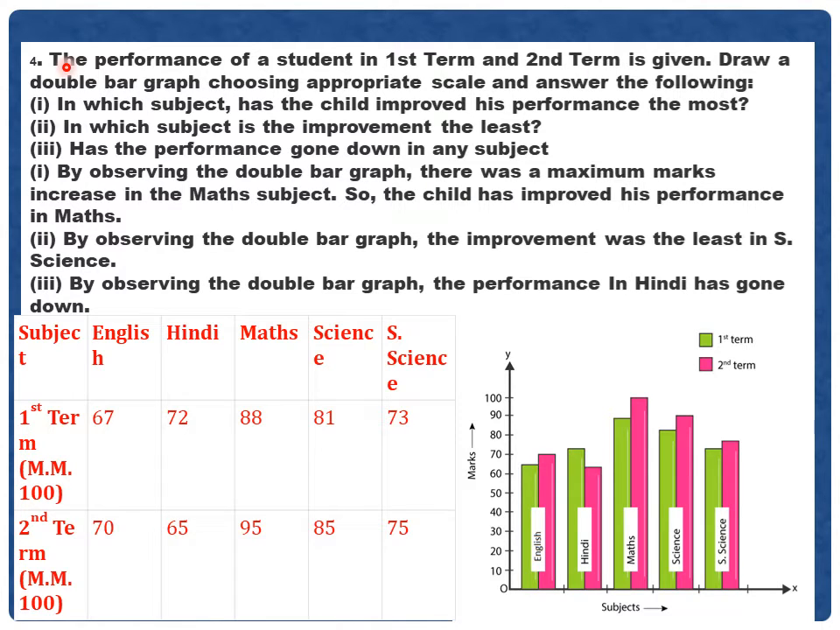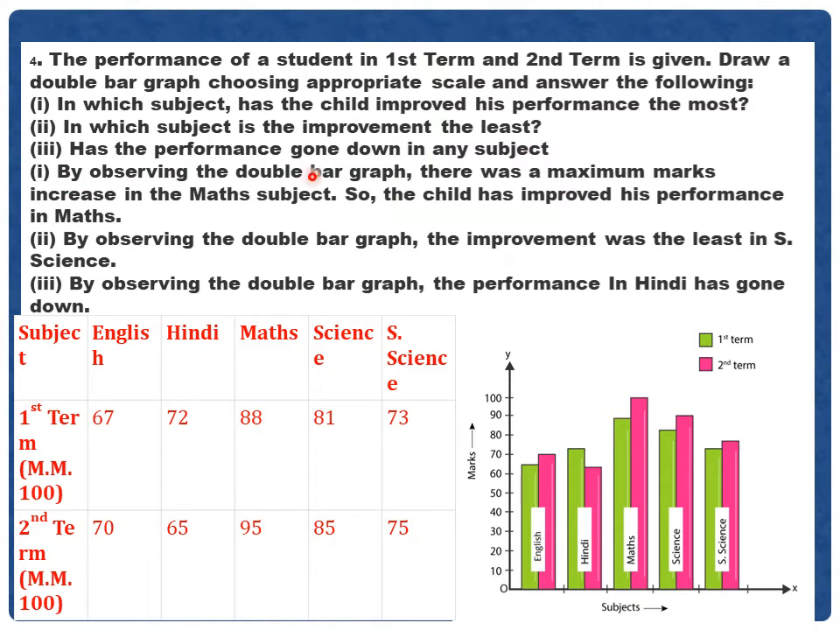Question number 4. The performance of a student in first term and the second term is given. Draw a double bar graph choosing appropriate scale and answer the following. First bit, in which subject has the child improved his performance the most? Then second bit, in which subject is the improvement least? Third bit, has the performance gone down in any subject? Here the question ends. Now solution starts from here.